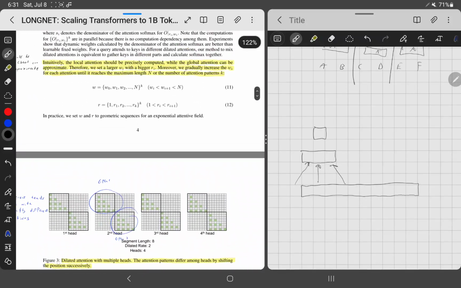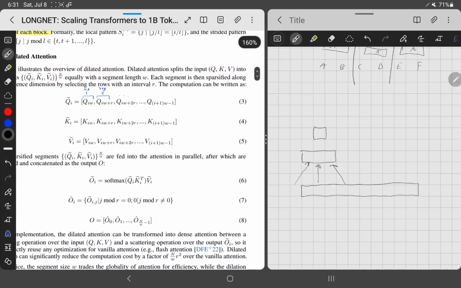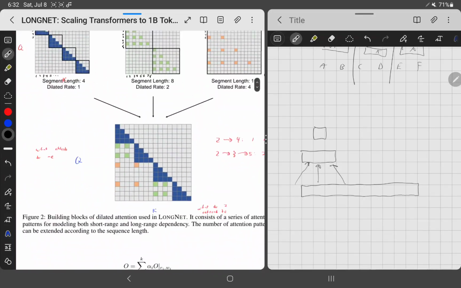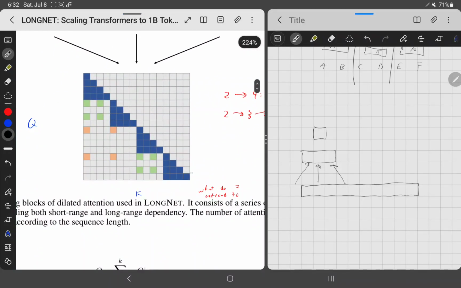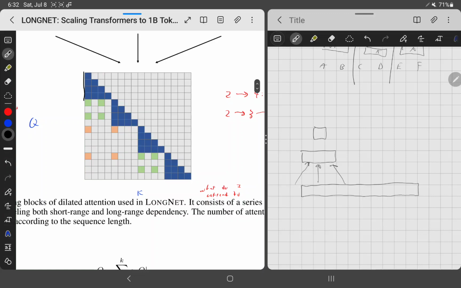They have some math over here, but what you do is you first segment the sequence, and then you only collect the query, key, and value parts that you need. So instead of saying, I need my entire sequence and then I need to compute my entire sequence, you only take the parts that you need and do the computations on those. And you can do this with some customized CUDA kernel probably, but it's not too important how they do that.